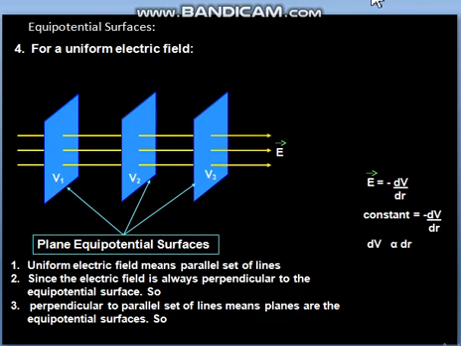Students, in our last few videos we have understood how to draw EPS, that means equipotential surface, for a single charge and for a double charge, that means dipole. Now we have one more heading. We have to draw the EPS for a uniform electric field.